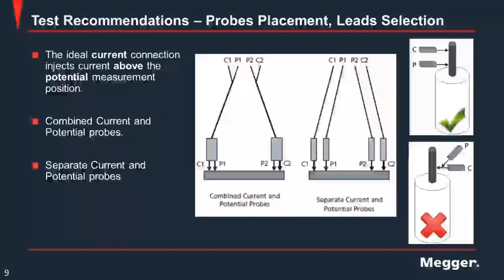Now you understand that there are different methods of measuring resistance, and now we are using the four wires method. In that, we know it is important to decouple the current probe and the potential probe. How do we place the probe and leads correctly? There is also some recommendation to do that.